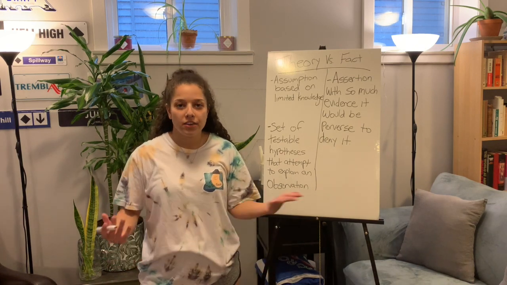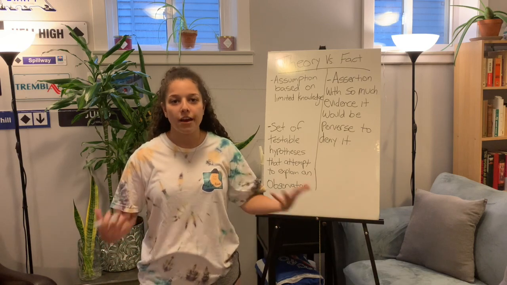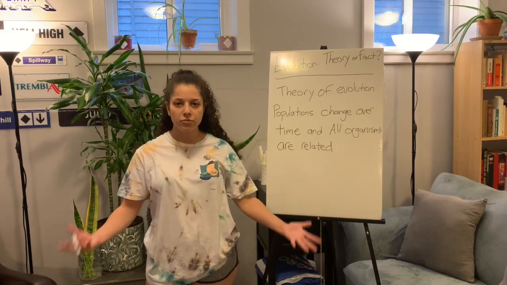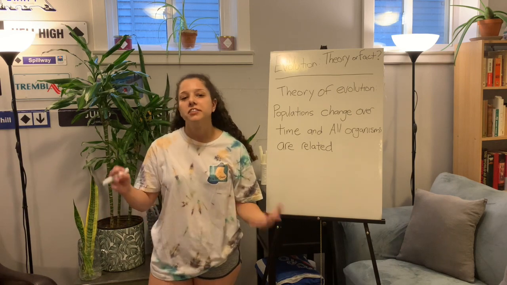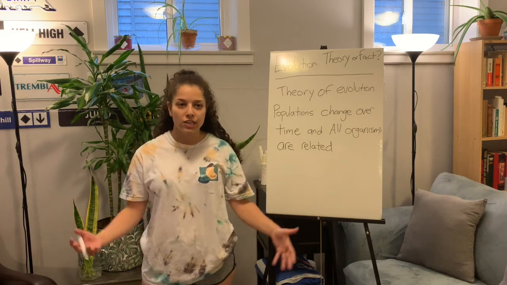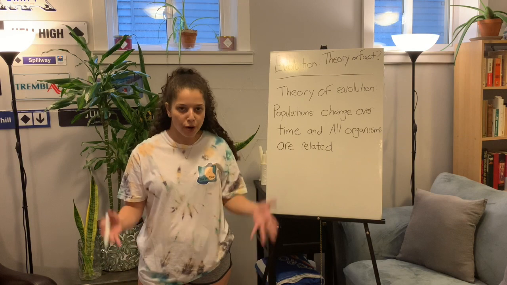So now let's apply this concept to the theory of evolution. The theory of evolution, according to Charles Darwin, states that populations change over time and that all organisms are related.